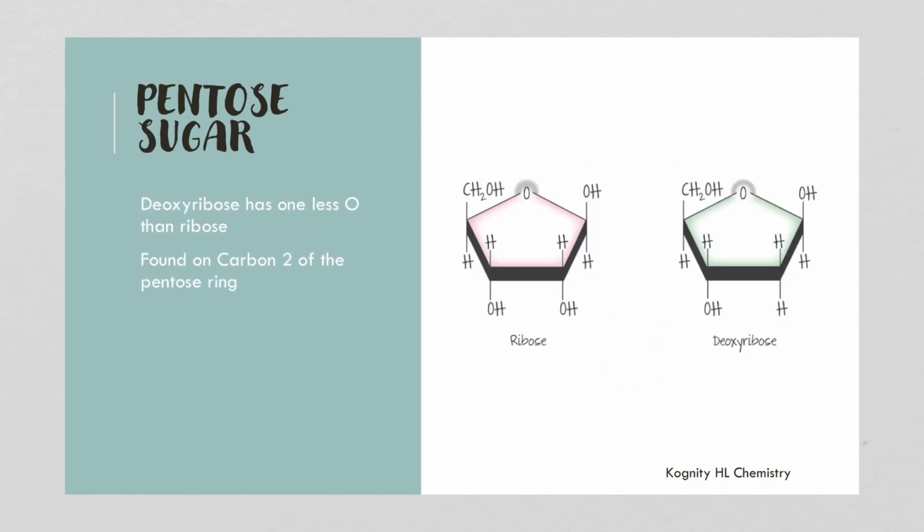The second component is a pentose sugar, and the difference between the 2 different pentose sugars is that ribose has an extra oxygen. So on this carbon, this is carbon 1, we always go clockwise around from the oxygen. On carbon number 2, ribose has an OH. On carbon number 2 for deoxyribose, it's just a hydrogen. So that's how they differ.